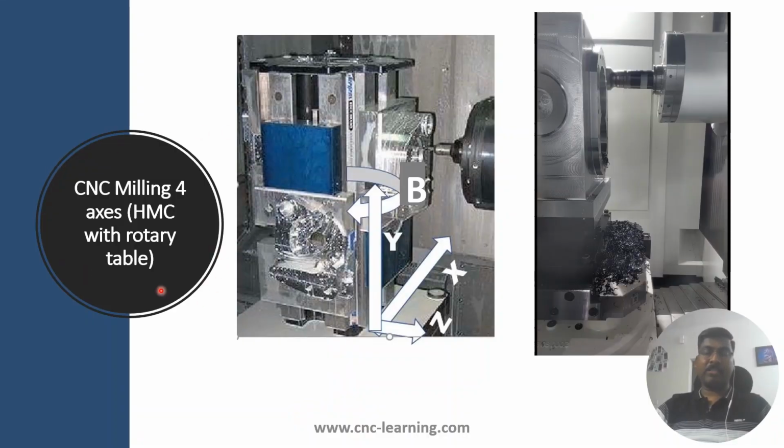And this is an HMC, horizontal machining center. So you can see the axis of the spindle is horizontal, and we have already seen the spindle axis will always be Z axis, and the axis horizontal to the operator will be X axis, and the third axis will be Y axis. And here in this case the rotary axis is about Y axis, so it is called B axis.